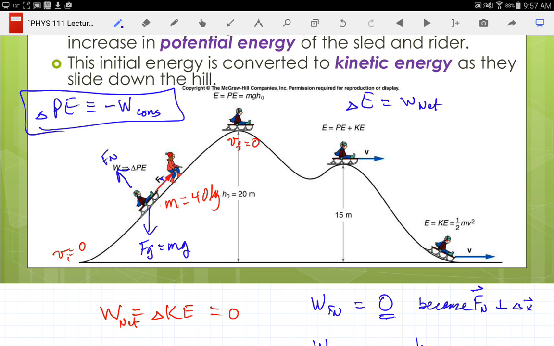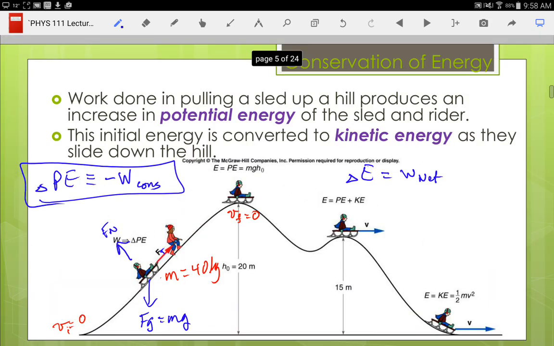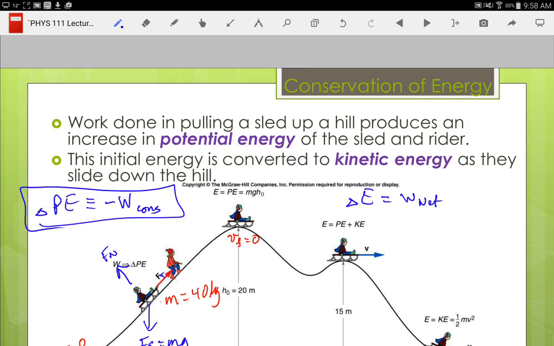The change in energy is equal to the net work. And so when she pulled the person up, it's changing kinetic energy's network. That's wrong. What was I thinking? Yeah, I should have written it this way.